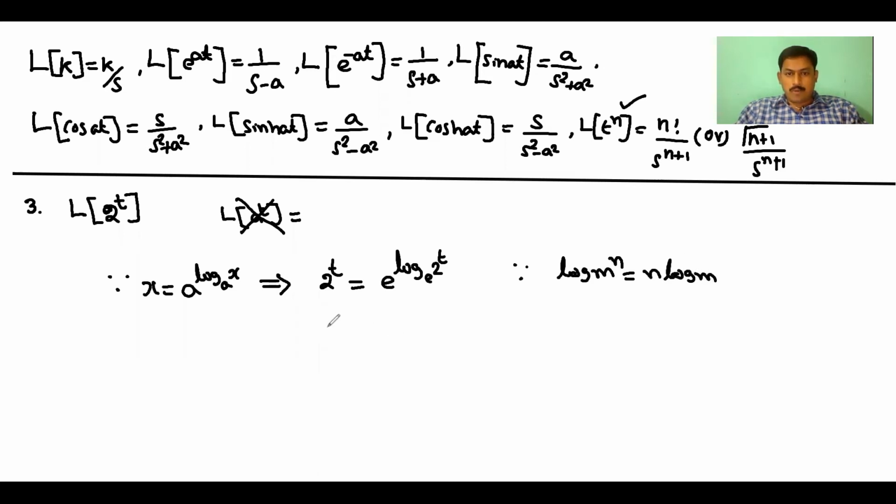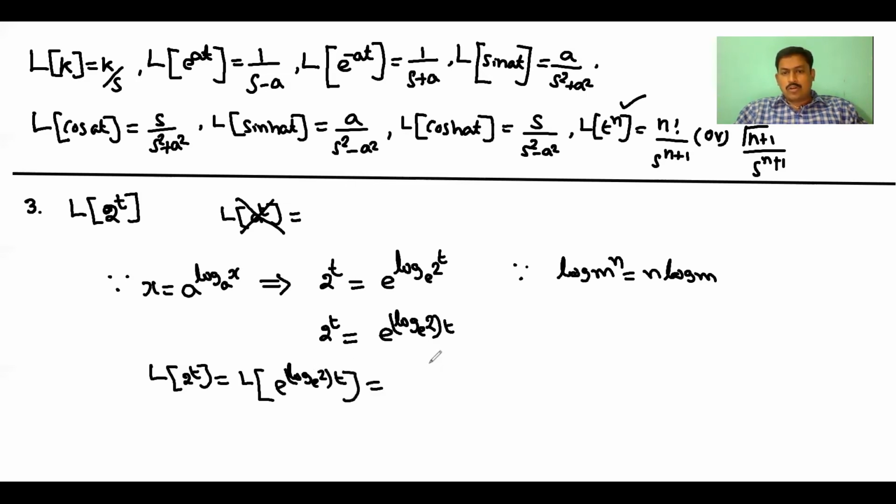Using this property, I am going to write this 2 power t as e power log 2 to the base e into t, where the t comes to the front of the term. So it now looks like e power at. So L of 2 power t can be written as L of e power (log 2 to the base e) t. The formula for this is 1 by s minus a. Here your a value is log 2 to the base e. This is your required answer.